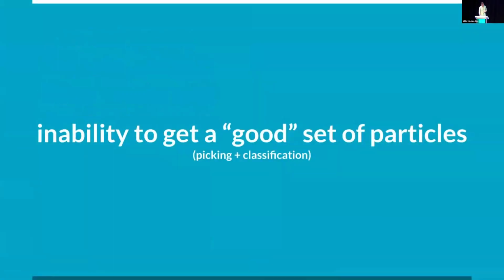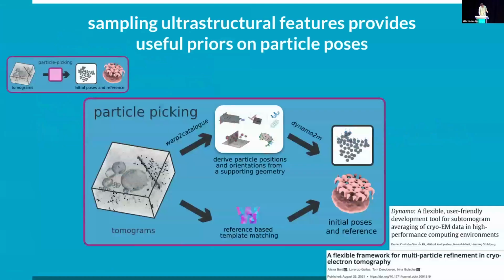Inability to get a good set of particles. So Warp only provides template matching and then says you're on your own. I needed something else when I was doing my PhD, and so I put together this workflow that allowed you to go between Warp and Dynamo. And Dynamo had a bunch of amazing tools for picking particles on ultrastructural features, so filaments and spheres and surfaces, whatever was right for your system. And this gets you to your particle positions.